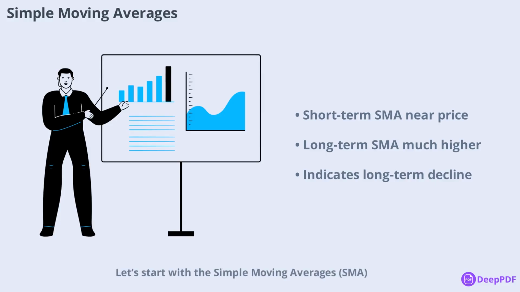Let's start with the simple moving averages, SMA. The SMA values for THMO range from 0.00008 on the 5-day to 0.191 on the 200-day. Notably, the short-term SMAs are clustered around the current price, while the longer-term averages are much higher. This suggests that the stock has experienced a significant decline over time, with recent prices dragging the shorter averages down. The divergence between short and long-term SMAs is a classic sign of a prolonged downtrend.